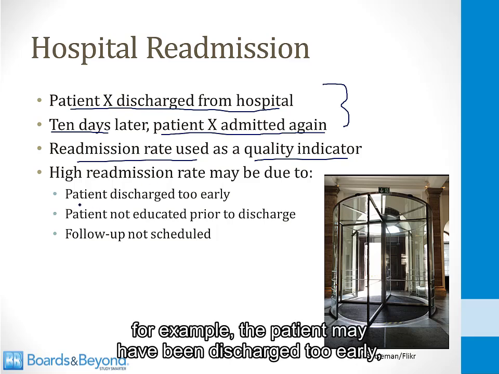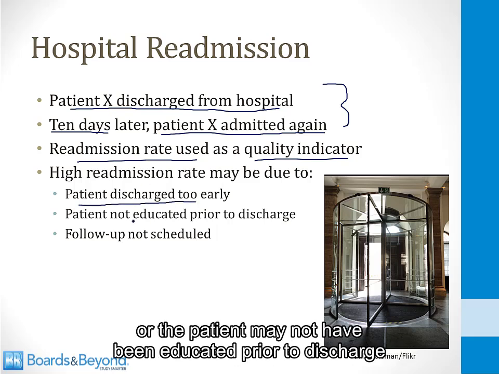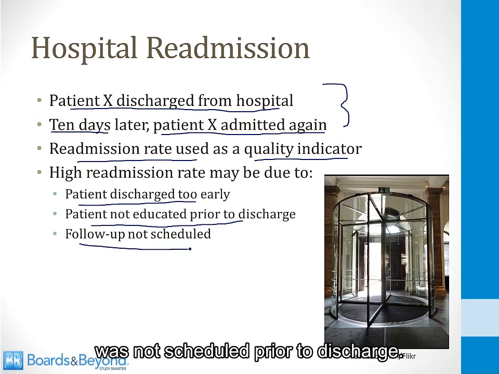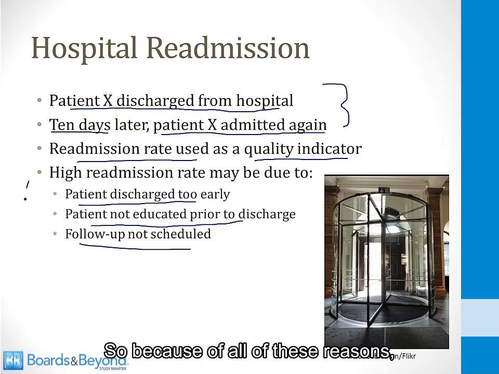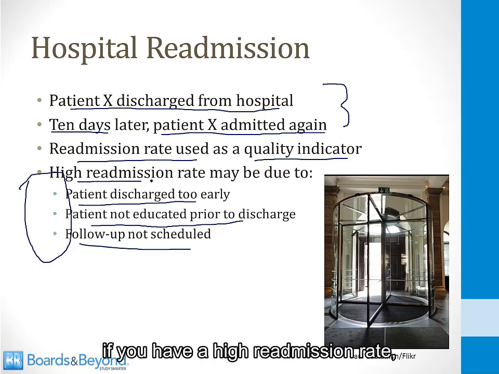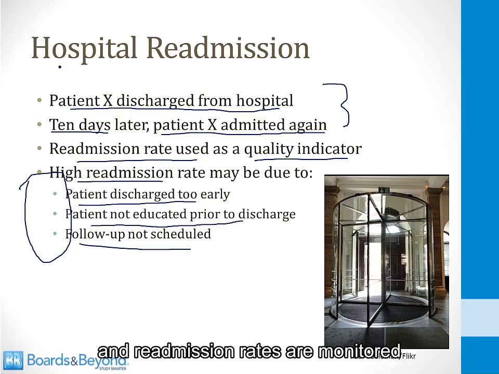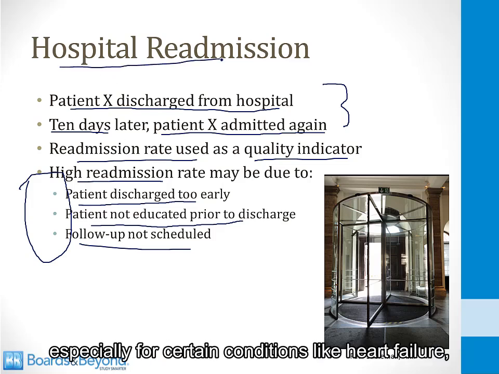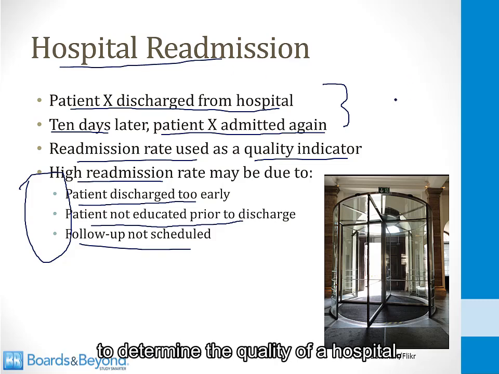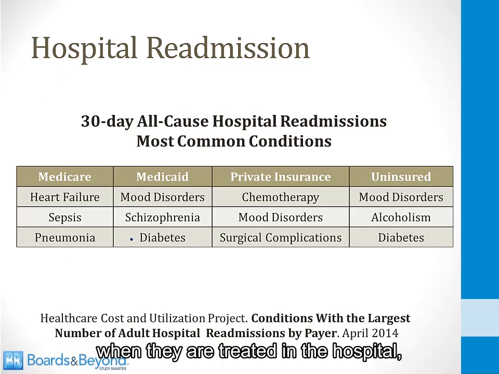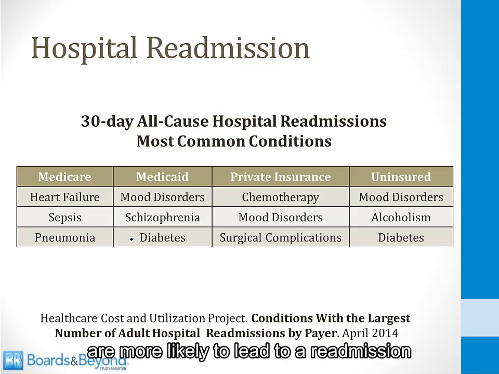For example, the patient may have been discharged too early, or the patient may not have been educated prior to discharge about what to do once they got home, or maybe follow-up with the patient's physician was not scheduled prior to discharge. So because of all these reasons, if you have a high readmission rate, it suggests you may be running a poor quality hospital, and readmission rates are monitored, especially for certain conditions like heart failure, to determine the quality of a hospital. It turns out that some medical conditions, when they are treated in the hospital, are more likely to lead to a readmission than other medical conditions.